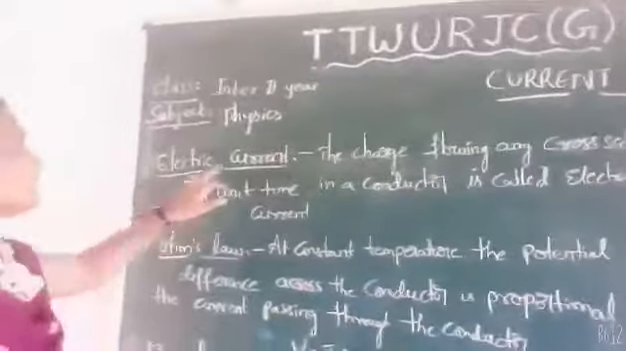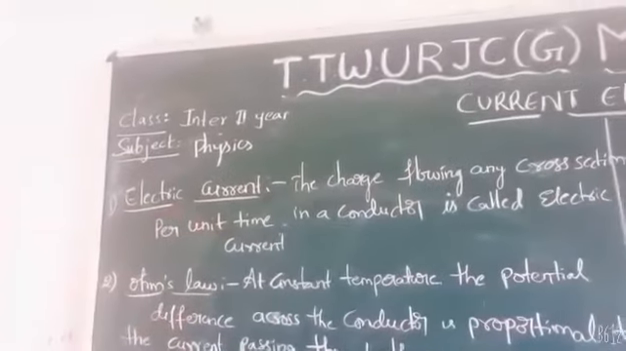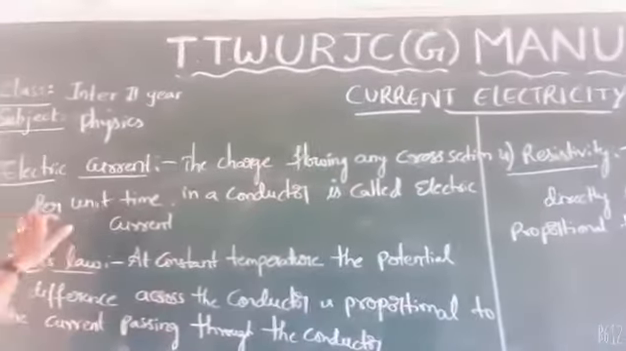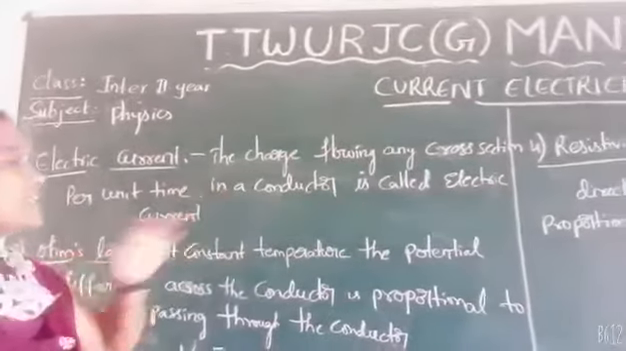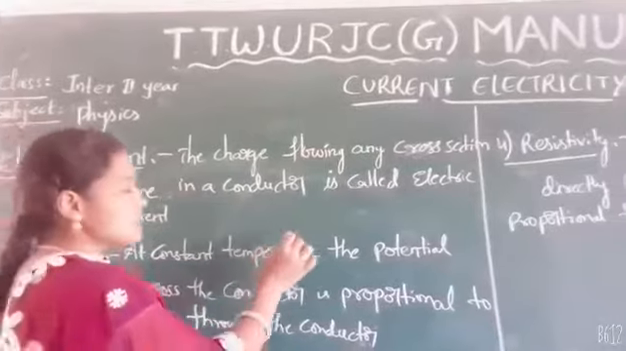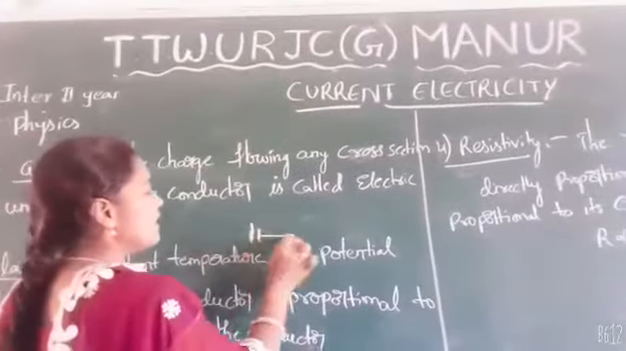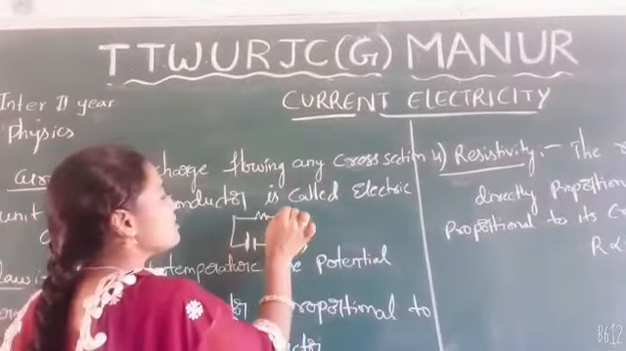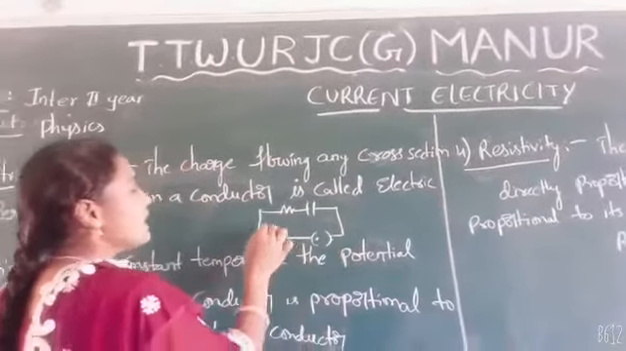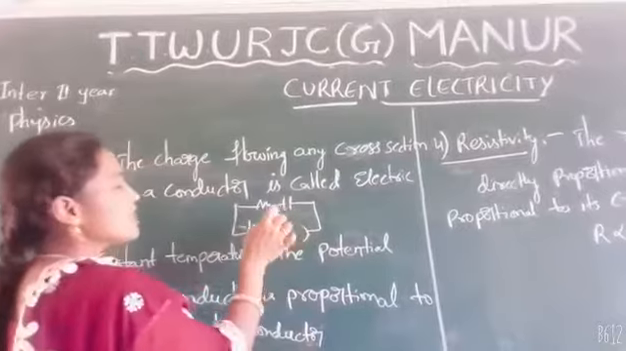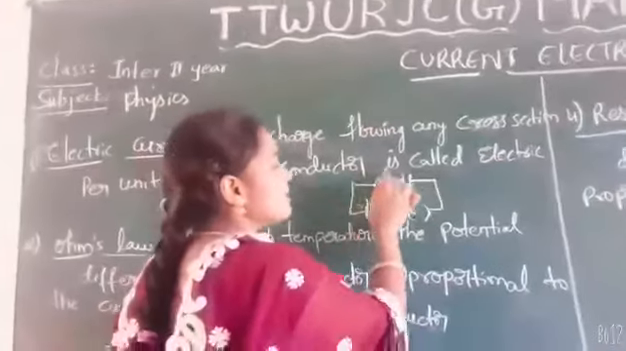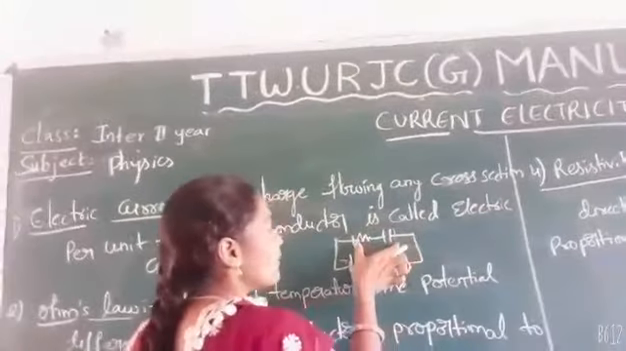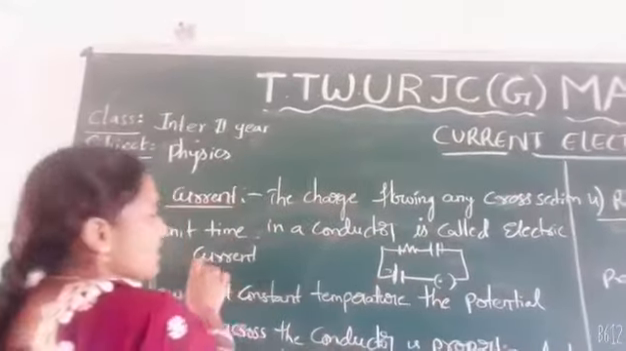First, electric current. What do you mean by the electric current? The charge flowing through any cross section area per unit time in a conductor is called the electric current. That means let us assume this is a battery which is connected to the key, and it is connected to some resistor or some conductor. Here the current is flowing through this conductor which conducts the electricity. When the current is flowing in this cross section area, the area in which the current is flowing, that we call an electric current.